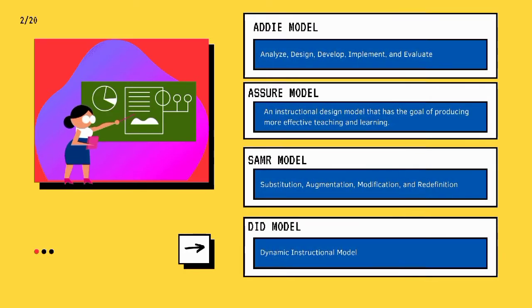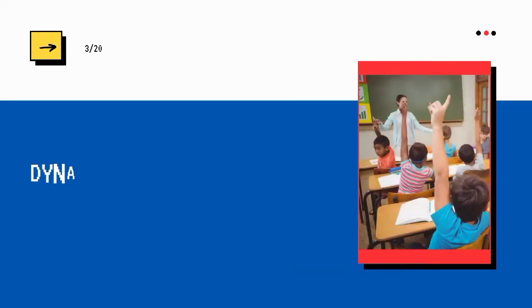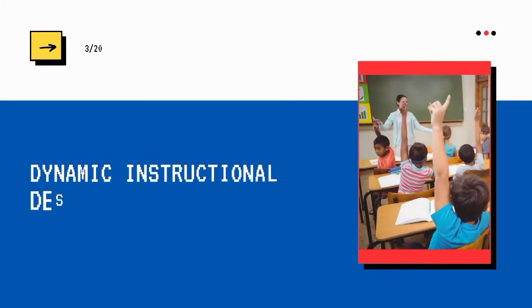ISD describes how to conduct the various steps. These steps involve the instructional design process. The models help trainers and educators to guide and plan the overall process. Examples of instructional design models are the ADDIE model, ASSURE model, SAMR model, and D.I.D. model. Today, we will tackle the Dynamic Instructional Design.